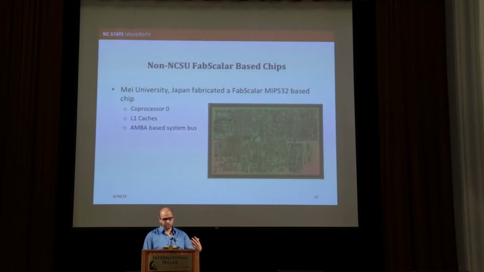This is one of the non-NCSU-based chips based on FabScalar. So in the last couple of years, we have also ported FabScalar to MIPS32 in our search for a more improved software toolchain. And there's also a version lying around somewhere that runs a subset of x86 as well. So Meiji University did a MIPS32-based chip. It has coprocessor 0 and can run Linux. It has L1 caches that communicate with the AMBA-based system bus through AXI-like interfaces.